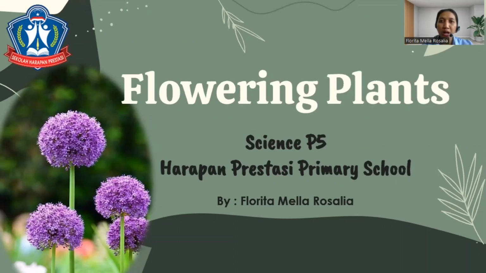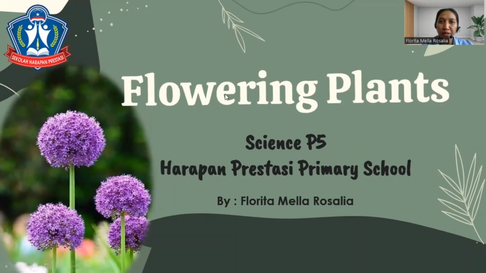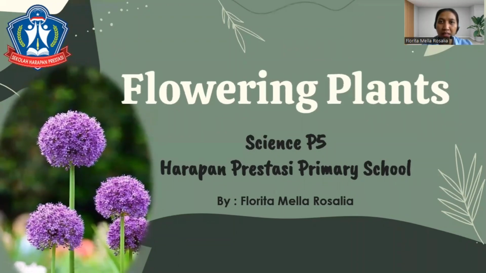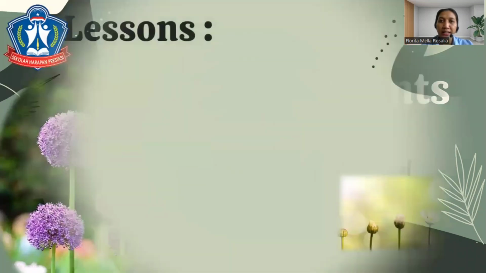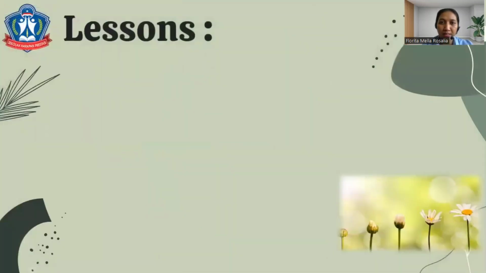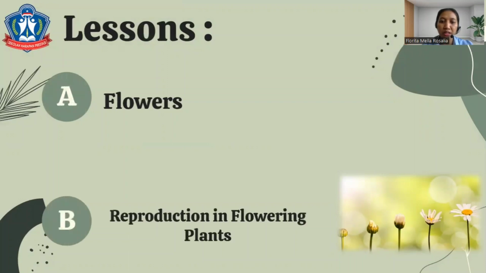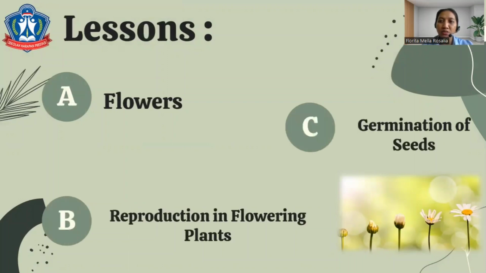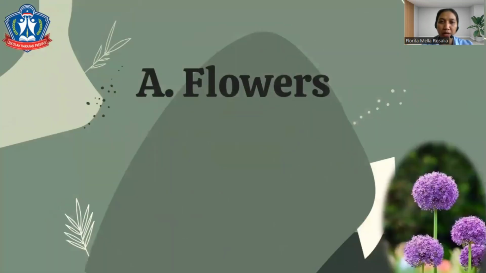Today we are going to have a new discussion. We are going to start the first chapter about flowering plants. So are you ready? Let's start. In this chapter you are going to have 3 lessons. The first one, flowers, and then reproduction in flowering plants, and germination of seeds. Let's start one by one.